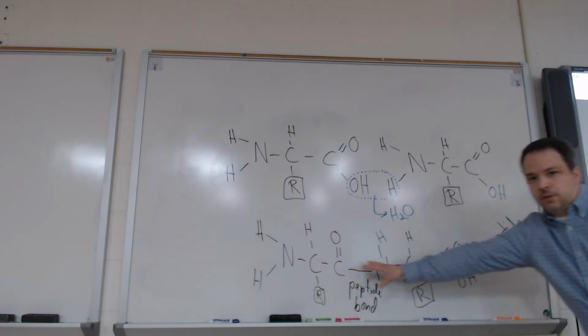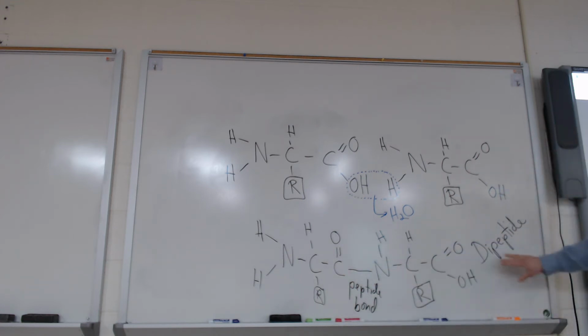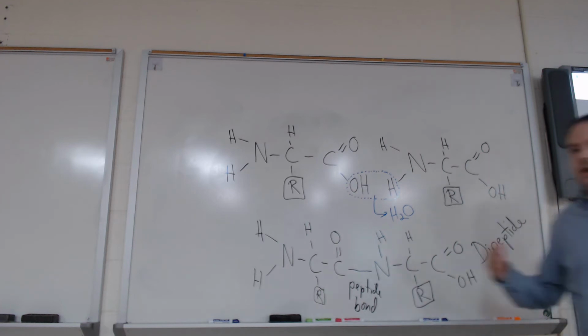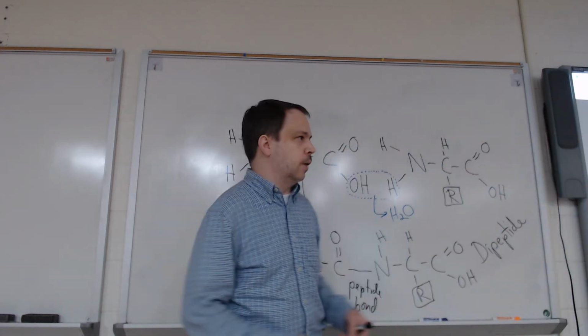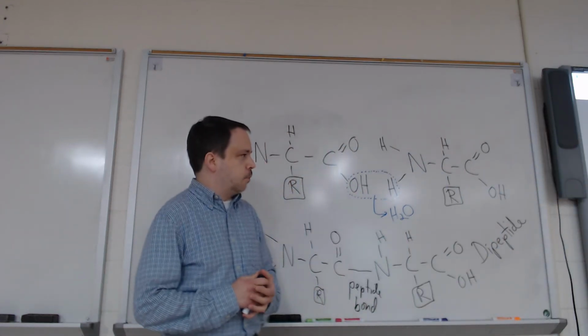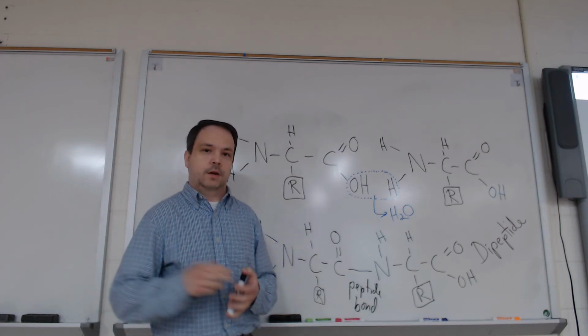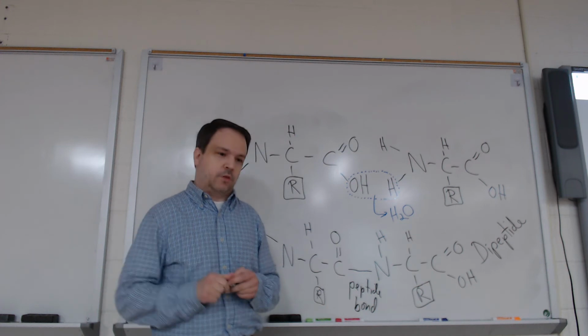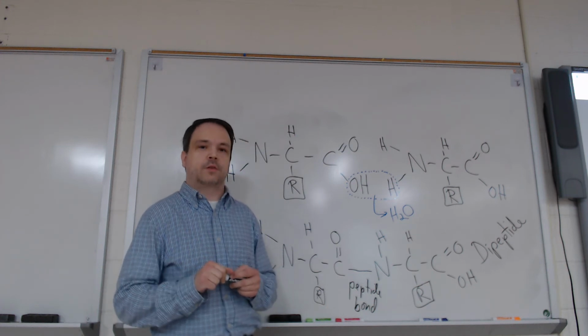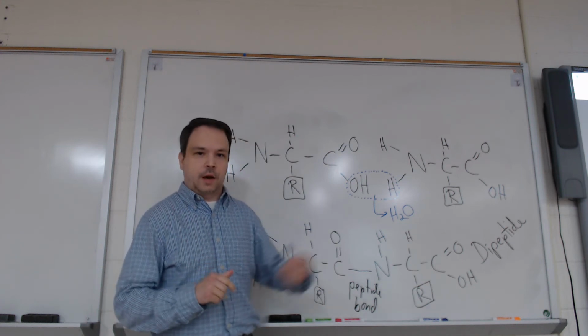So if we were to continue this on, if this end down here was then bonded to amino acid number 3, in which case it would start looking like this, then we would have a polypeptide. And we just keep building, adding more and more amino acids until we have so many amino acids all linked together that we can actually call it a protein. Usually it's around 52 amino acids linked together. Anything above that, we call that a protein.